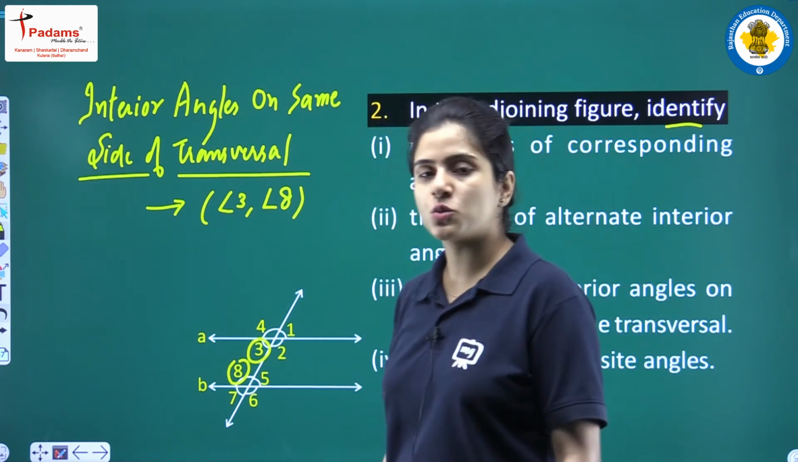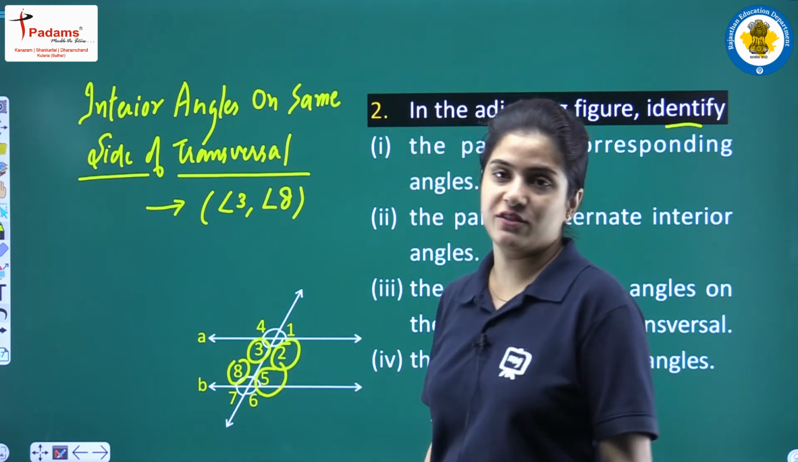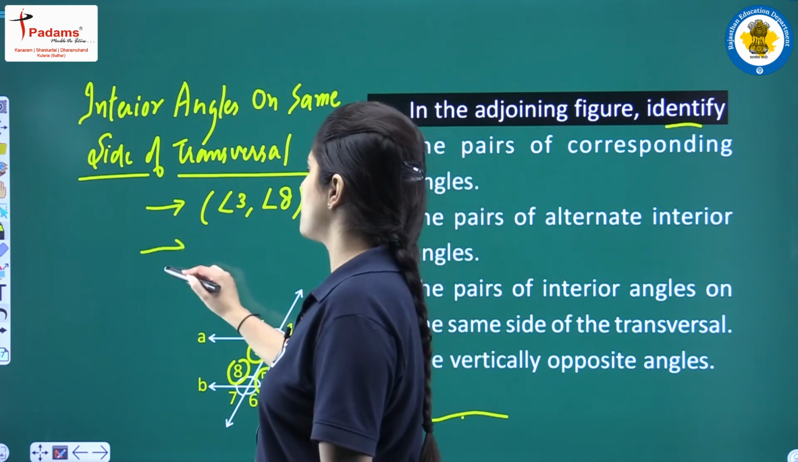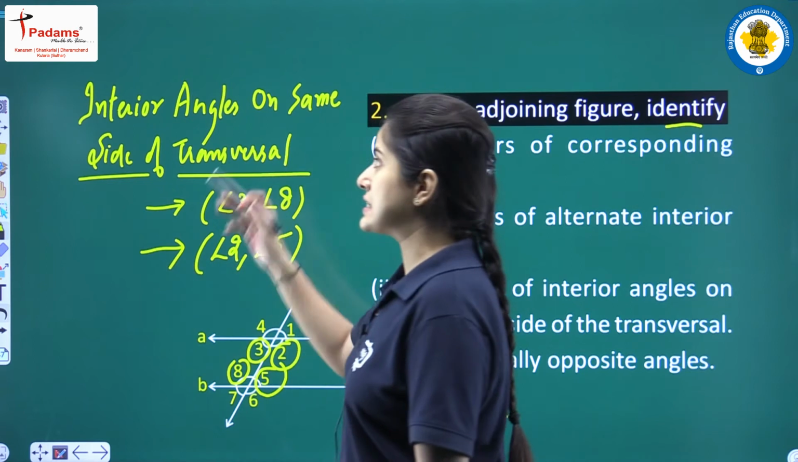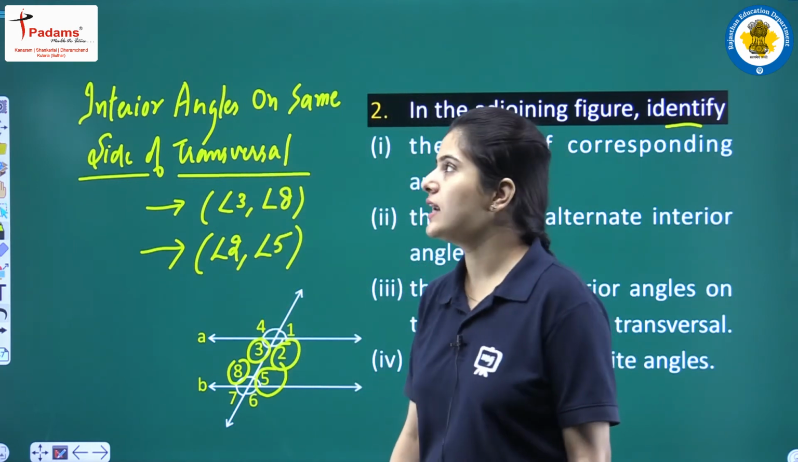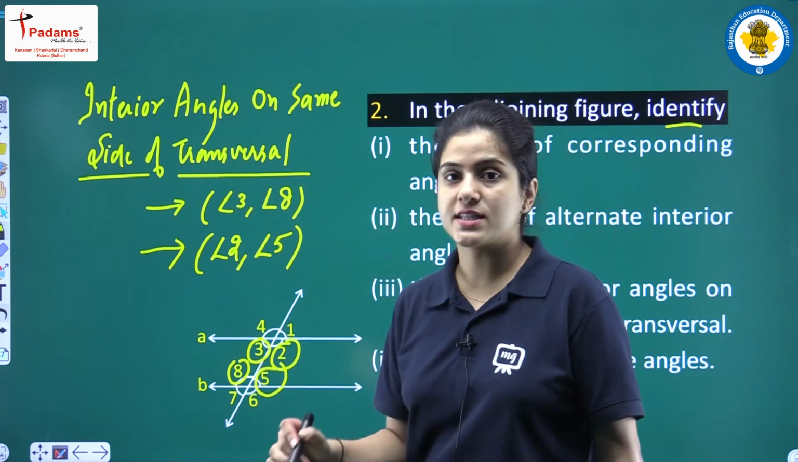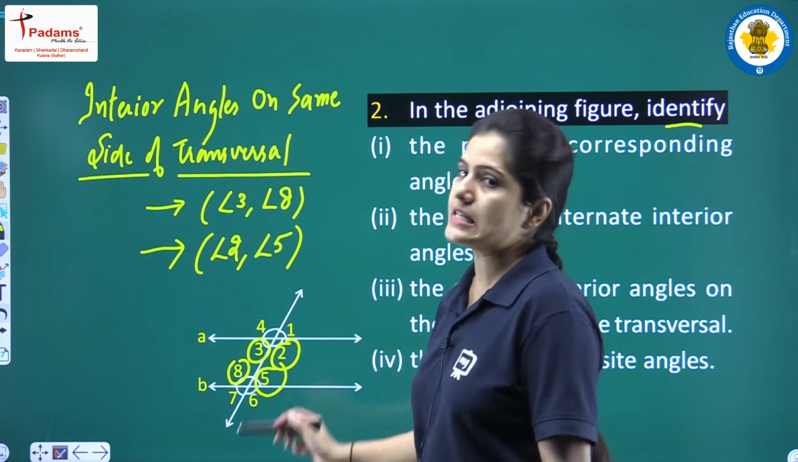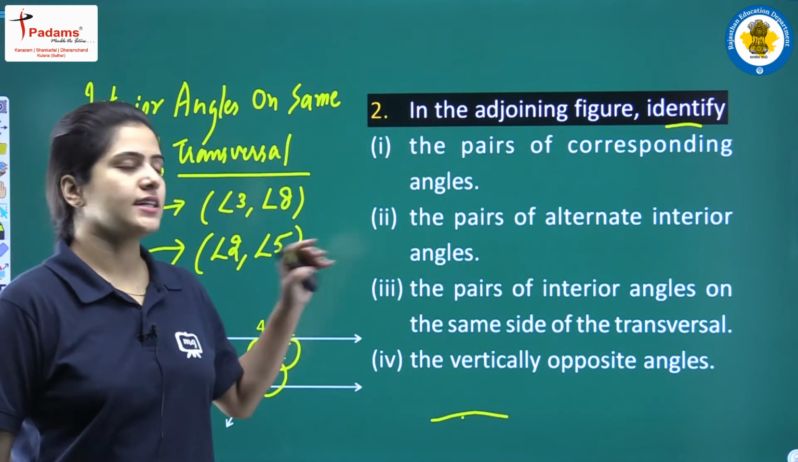Okay, and students, the second pair will be this angle 2 and this angle 5. So the second pair is angle 2 and angle 5. This is the required third part of your second question. Interior angles on the same side of the transversal: the pairs are angle 3 and angle 8, and angle 2 and angle 5. Okay students, so this is your third part.